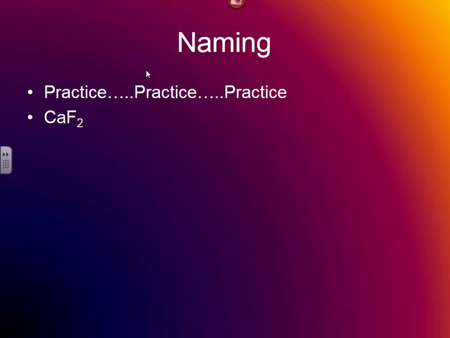Let's see if we can name some compounds. Name the cation first, and it's the name of the element. So what's the cation? Calcium. And then the anion, is this monatomic or polyatomic? Monatomic. So we look up the element name, that's fluorine, and change it to fluoride. So this is calcium fluoride.